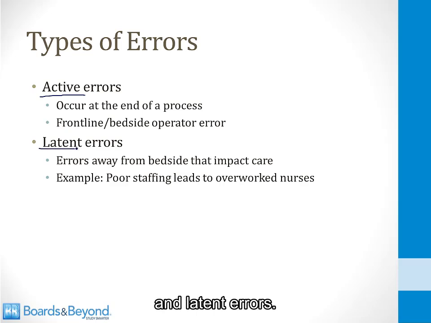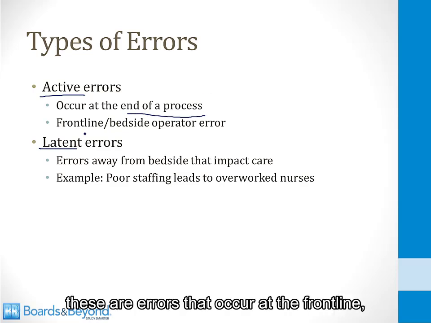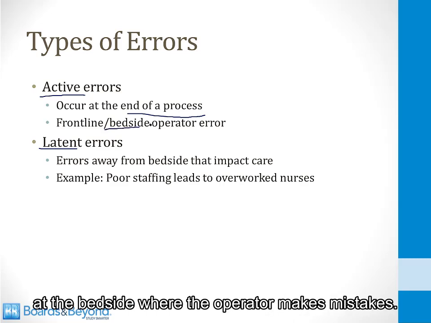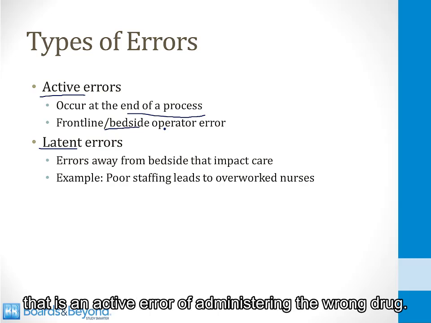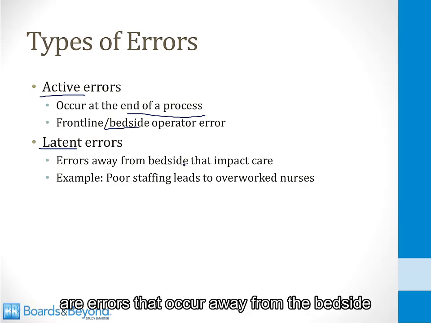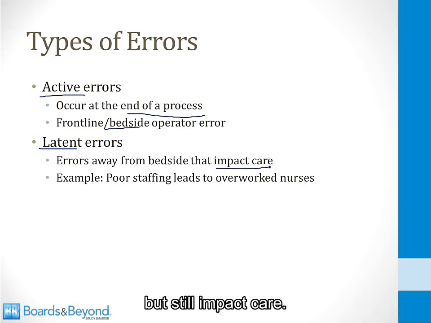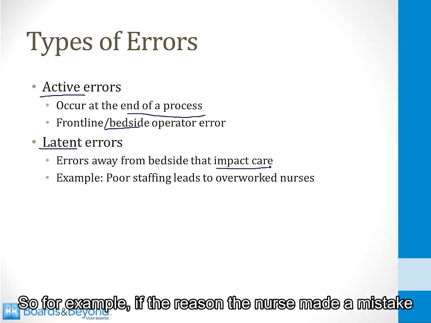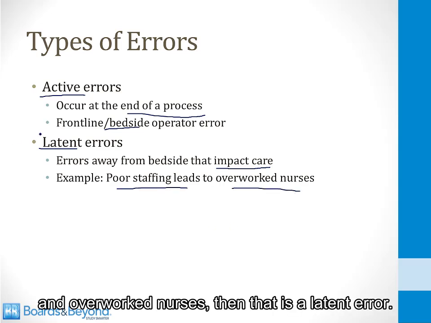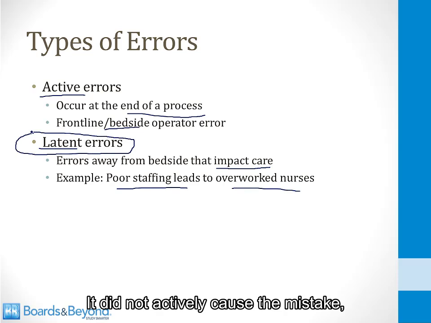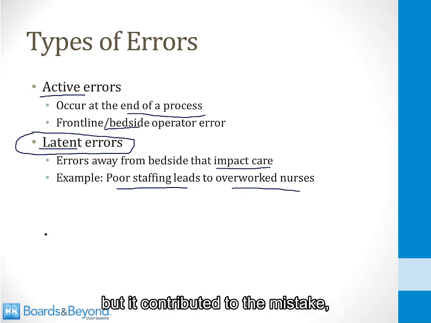Errors that are identified by root cause or failure mode analysis are sometimes broken down into so-called active errors and latent errors. So active errors are errors that occur at the end of a process. In the case of medical care, these are errors that occur at the front line, at the bedside, where the operator makes a mistake. So for example, if a nurse administers the wrong drug, that is an active error of administering the wrong drug. Latent errors, on the other hand, are errors that occur away from the bedside but still impact care. So for example, if the reason the nurse made a mistake is because there are poor staffing levels and overworked nurses, then that is a latent error. It did not actively cause the mistake, but it contributed to the mistake.